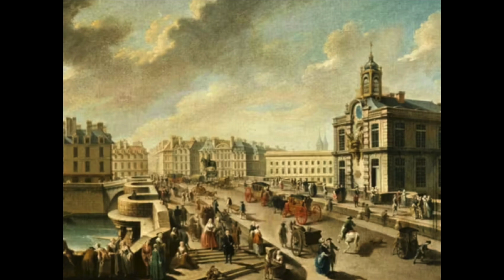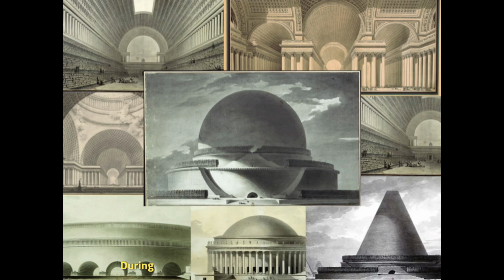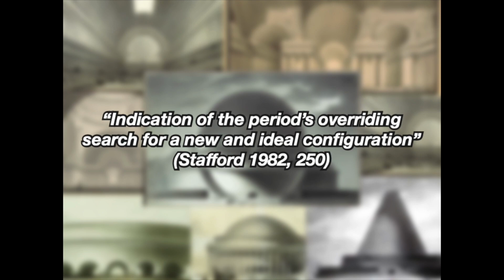Étienne-Louis Boullée was a French architect who served as a teacher and theorist during the late 18th century. During this time, he had developed a distinctive style characterized by simple and pure geometric forms. Historian Barbara Marie Stafford declares this as an indication of the period's overriding search for a new and ideal configuration.